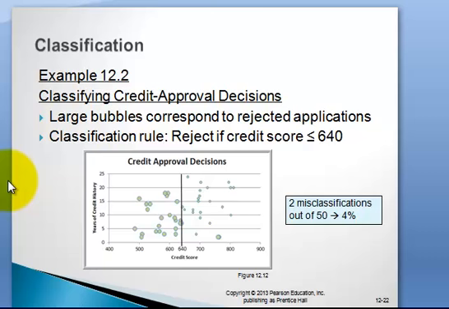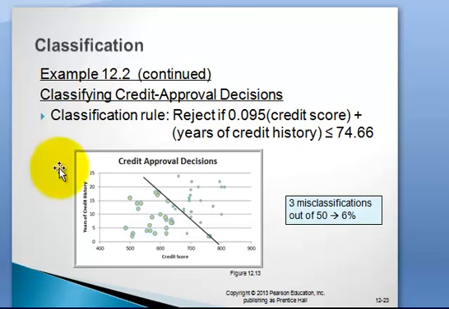Now you notice we could do something very simplistic, which they've done here, which is just have a rule that a credit score over 640 we approve, under 640 we disapprove. Of our 50 data points we would classify, only 4% would be misclassified. In other words, this looks like one of the points that was misclassified because it's a big bubble on this side. So apparently there were probably some other things impacting this other than simply credit score, such as a very, very large balance.